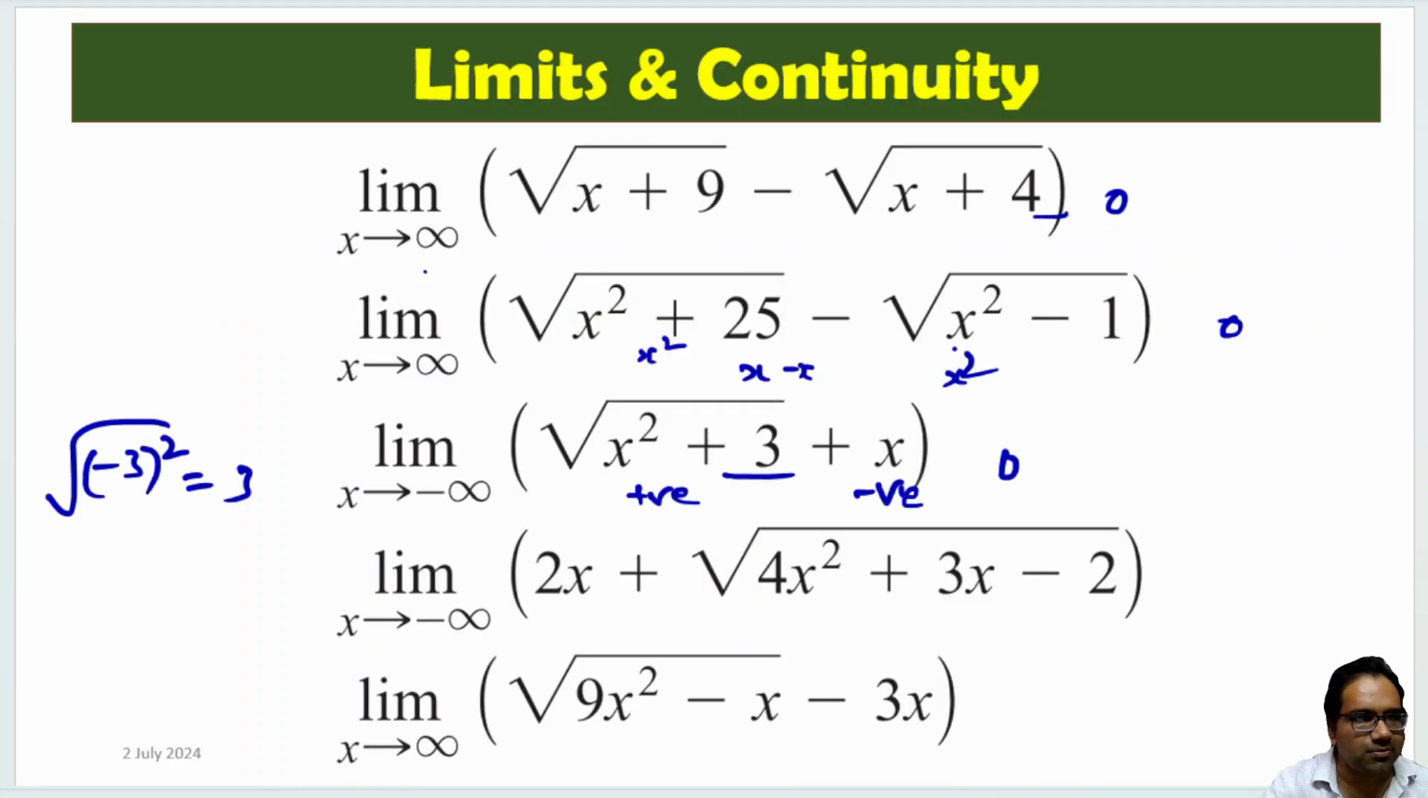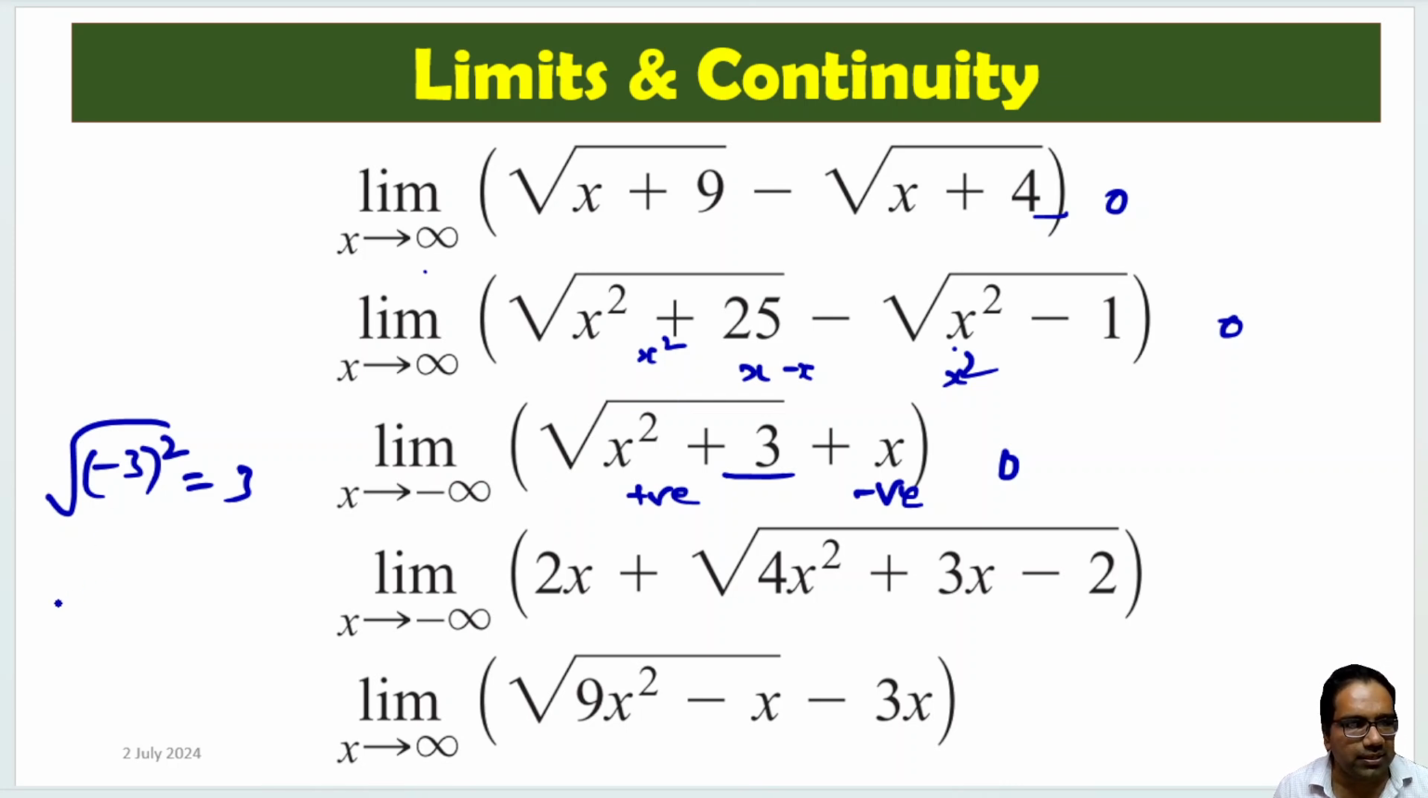Right, guys? All these problems are very simple. Wherever possible, we have directly figured out the limit, or otherwise we just did basic rationalization and then found the limit. The only thing we have to take care of is when x is tending to minus infinity, and if there is a square root, how exactly do we take it inside?